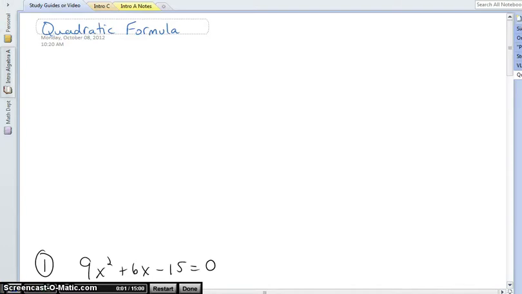This screencast is about the quadratic formula. There's a few things that you need to remember before using the quadratic formula. First of all, you need to have the quadratic equation ax squared plus bx plus c equal to 0. It has to be equal to 0 before you can use the quadratic formula.